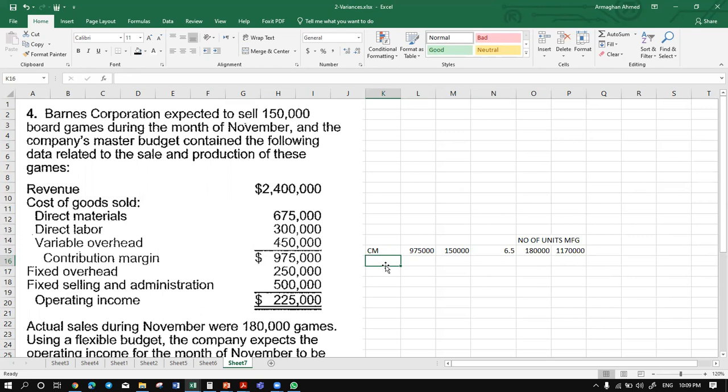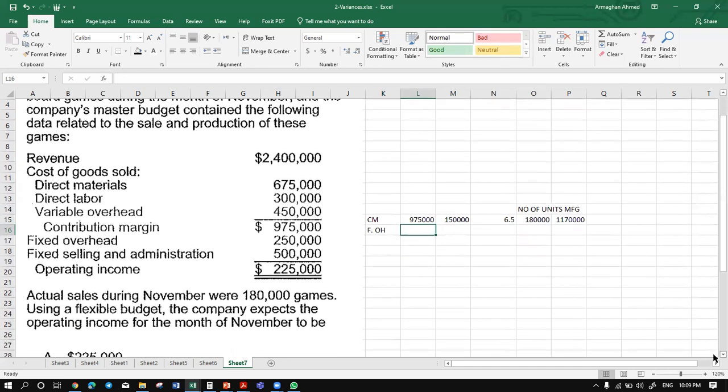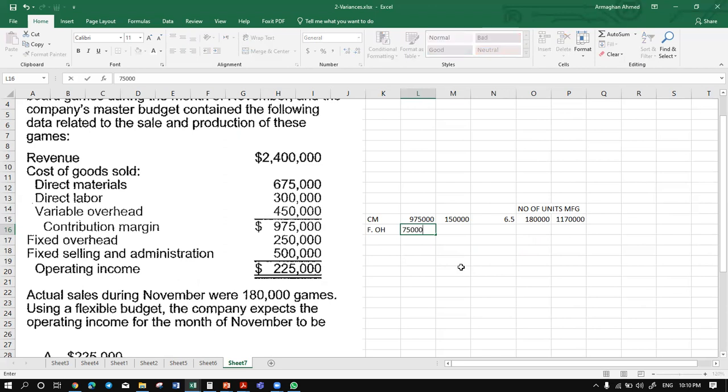That is total how much? They did not give the production separately, so we'll assume the same 150 is there. How much fixed overhead do we have? 250,000 fixed overhead and fixed selling and admin, because they are asking what the net income is, right? Operating income includes selling and admin as well, right? So we will take 750.